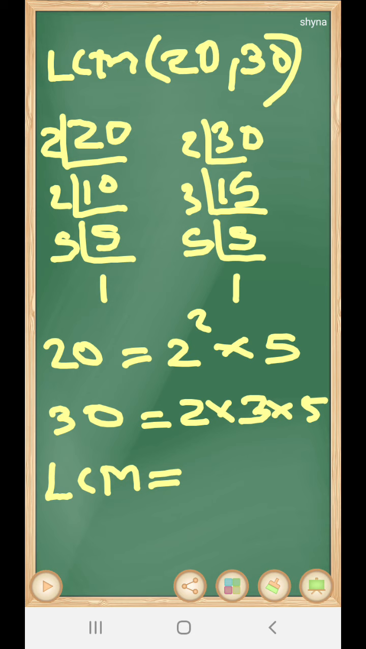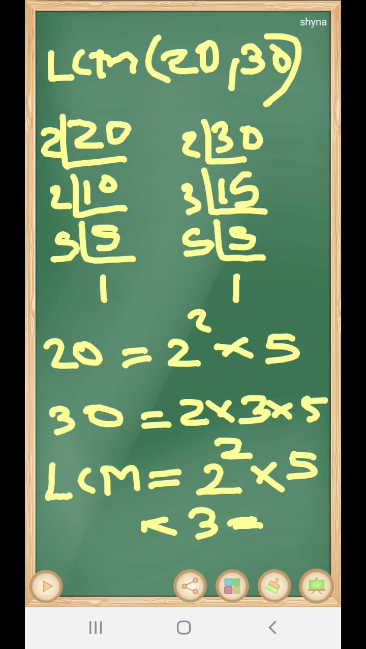Here 2 square and 2, the 2 square is with the greatest power. 2 square into 5, as I told, the same power, so 5, then 3. 2 square, 4 into 5, 20 into 3. So 60 is the LCM. 60 is the LCM.